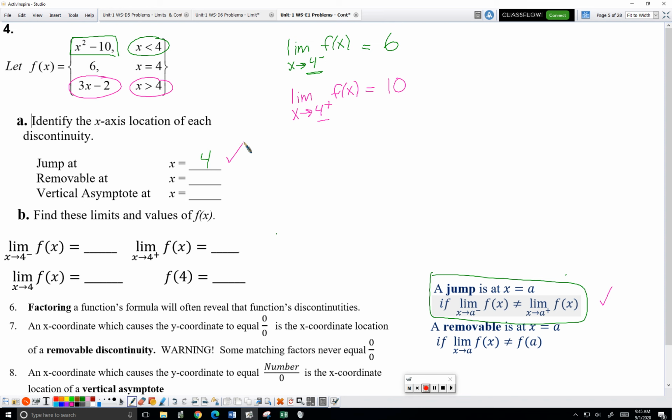Question. Please, Cameron. So just to make sure, you're talking about just what you get from those equations, like the green and the red things. Since that's 6 and that's 10, that's the jump. Perfect. 3 points for Cameron.